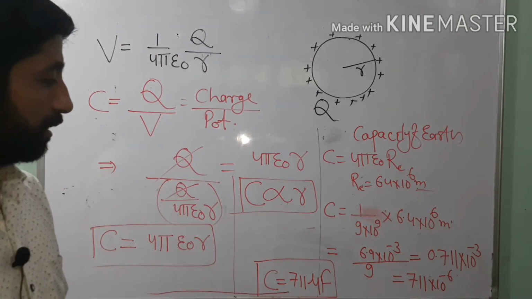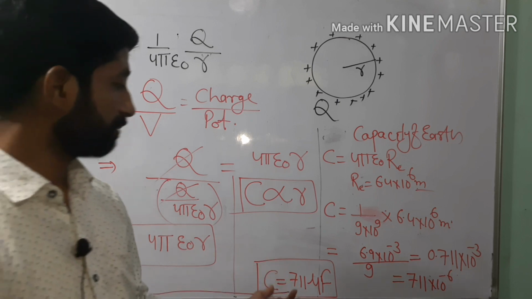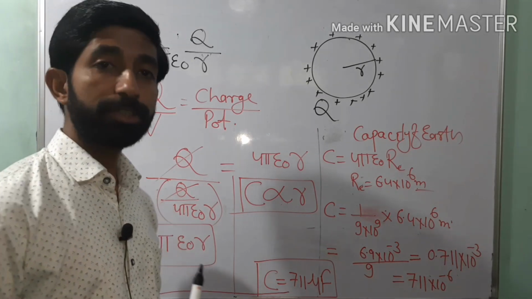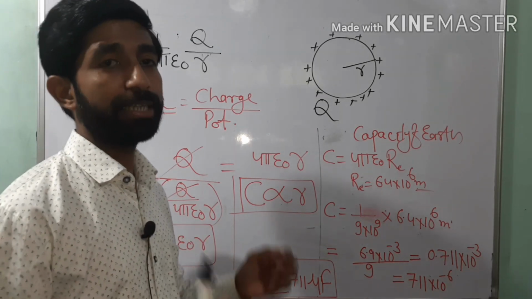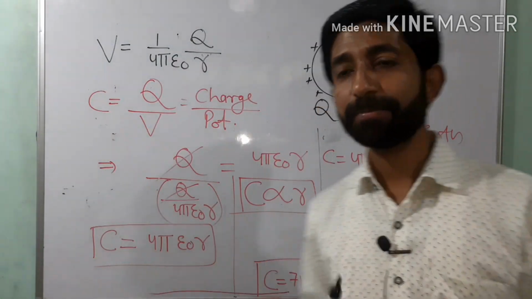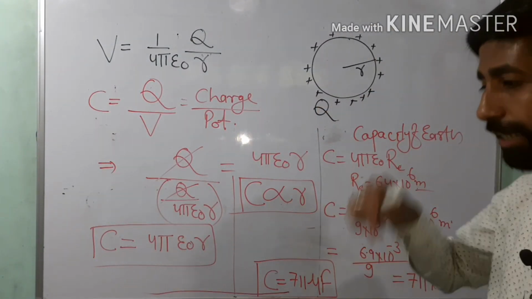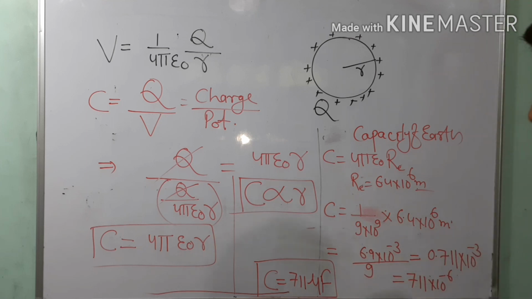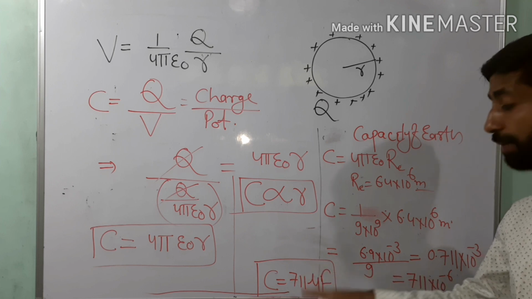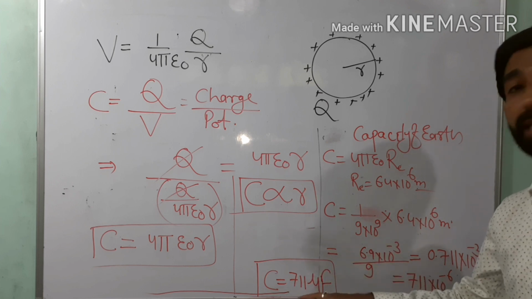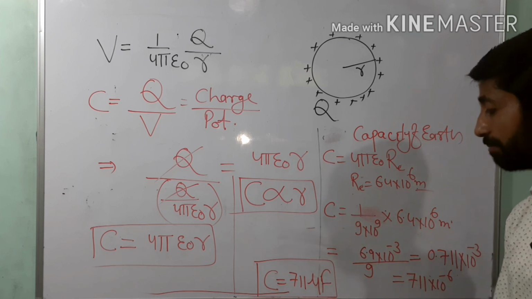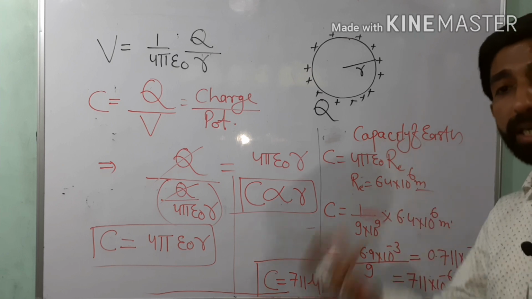Now see the important idea that we get from this. Earth is the biggest possible spherical body we can have on our earth. We cannot have a bigger body than this, because earth is the biggest body in its own frame. So this is the biggest possible spherical body, and its capacitance is only, numerically this is a very small value, but physically this is a very large value, that is 711 microfarad. So earth is a large conductor.